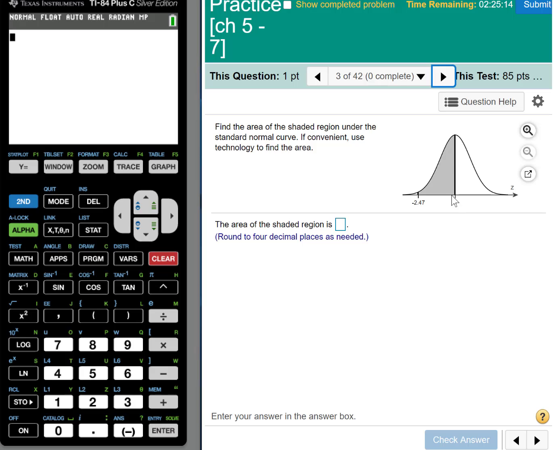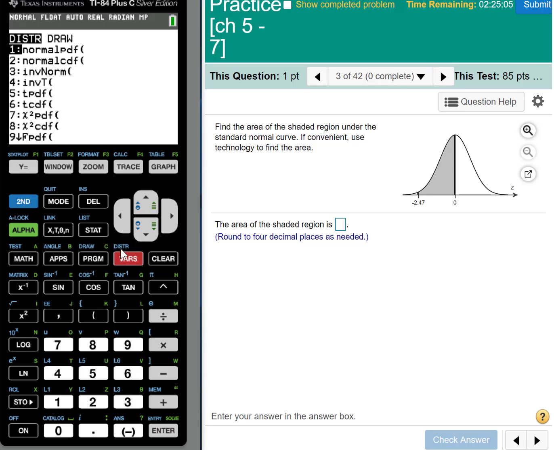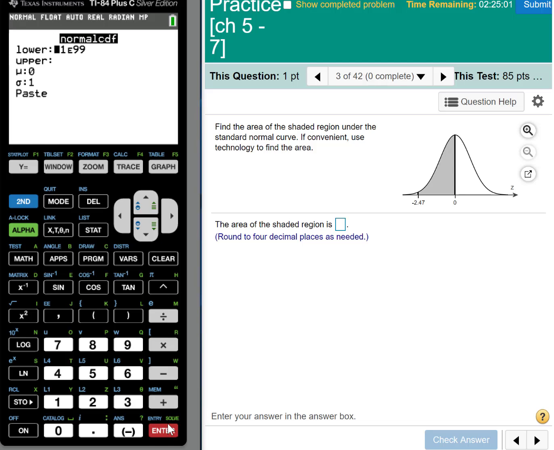What is the area between negative 2.47 and 0? To do this, we'll just go to second, variables. It's a normal CDF probability. Enter. We need the lower bound, which is negative 2.47. We need the upper bound, which is 0, and then the mean is 0 and the standard deviation is 1. How do you know the mean is 0 and the standard deviation is 1? If it is a Z, the mean is always 0 and the standard deviation is 1.